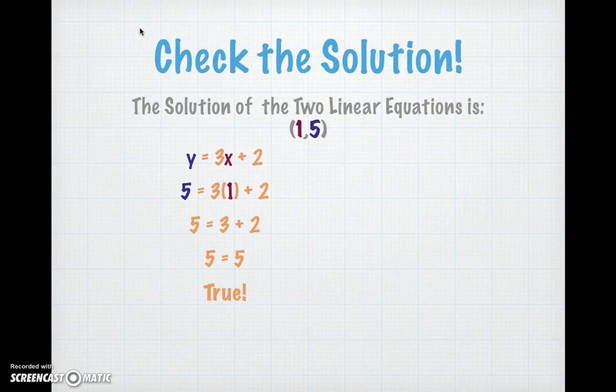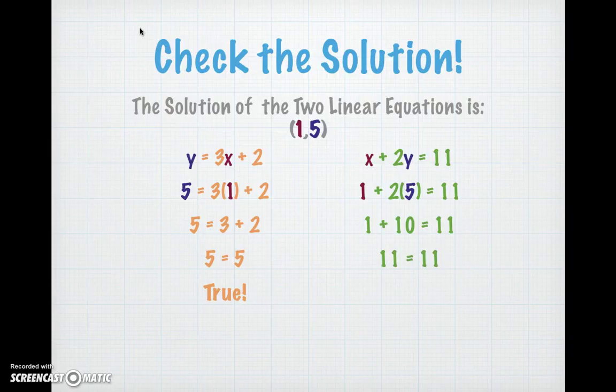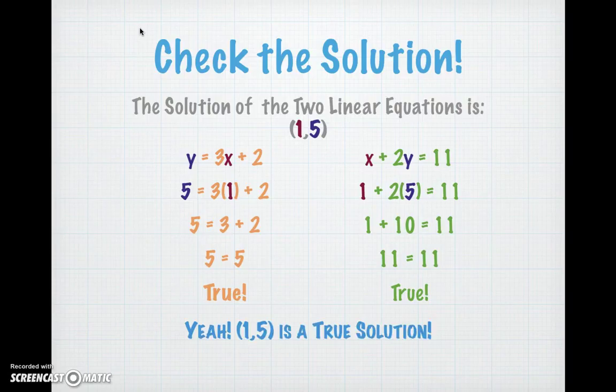We're going to do the same thing with the second equation. We're going to input 1 for x and input 5 for y. So we get 1 plus 2 times 5 equals 11, which simplifies to 1 plus 10 equals 11, which gives 11 equals 11, which is true. So we have proven and checked that (1, 5) is a true solution for the system.